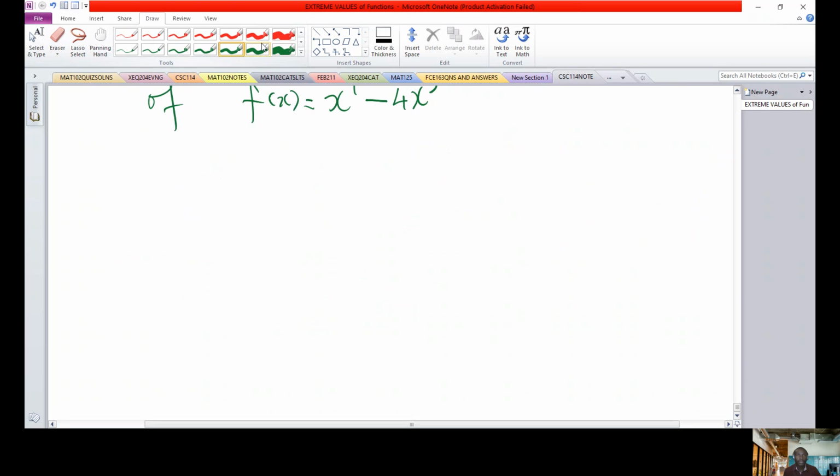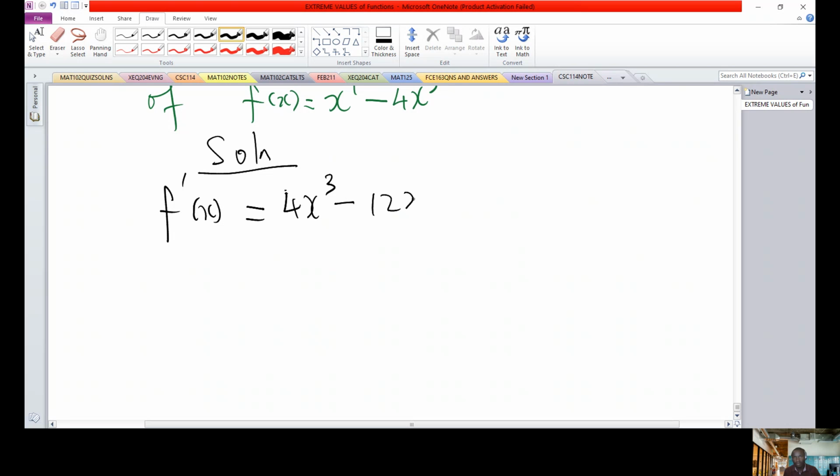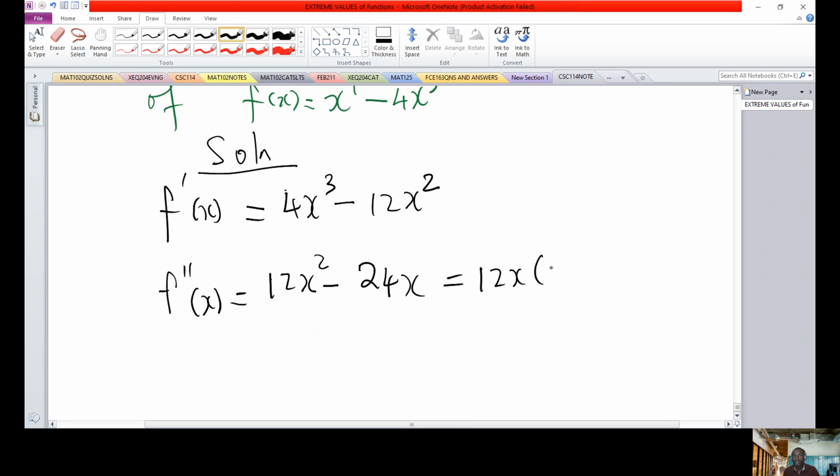So solution, as usual, we'll start by getting the first and second derivatives. So f prime of x will be given by 4x to the power 3 minus 12x squared. The second derivative of this function will be given by 12x squared minus 24x. This can be factored as 12x times x minus 2.